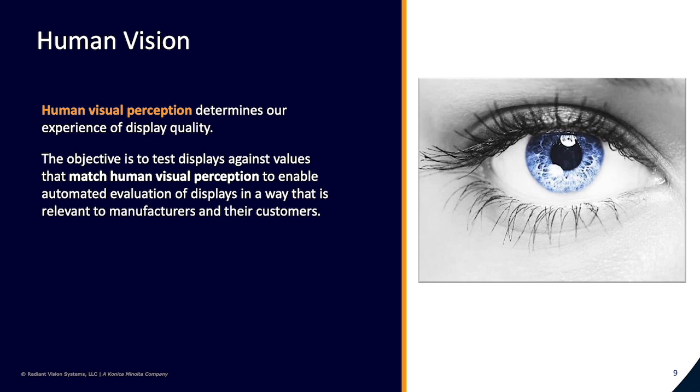To evaluate displays, we need to understand two fundamental aspects of light: the light output produced by the display, and the light input we receive via our human visual system. Let's start with the light output from the display.